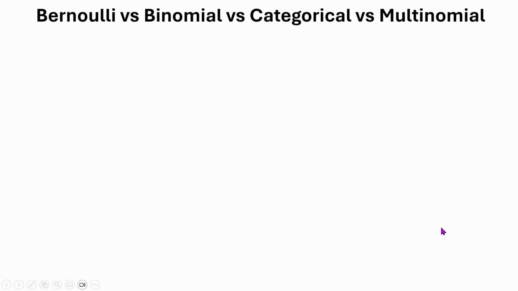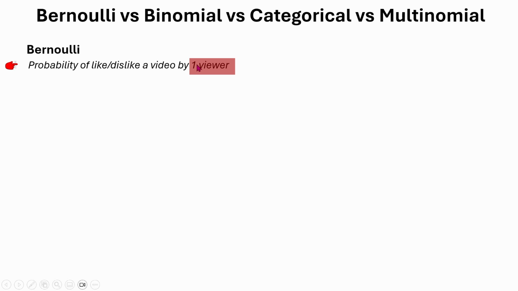Next, let's talk about Bernoulli versus binomial versus categorical versus multinomial, the 4 distributions. Bernoulli, very simple: the probability of a like or dislike of a video by one viewer. So one single trial is happening, with the probability of success or failure. We have one trial, one viewer, and 2 possible outcomes, like or dislike.